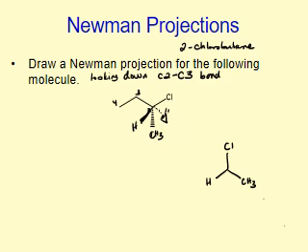If you're really struggling with this, I would strongly encourage you to pull out your model kit, build the model as it is, and then look down the bonds to hopefully help you with this. The back carbon, even though it's not shown, has a hydrogen and a hydrogen, and then it has a methyl down. So the methyl would be down, and then we have 2 hydrogens.